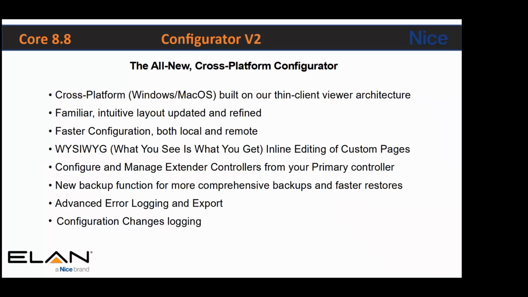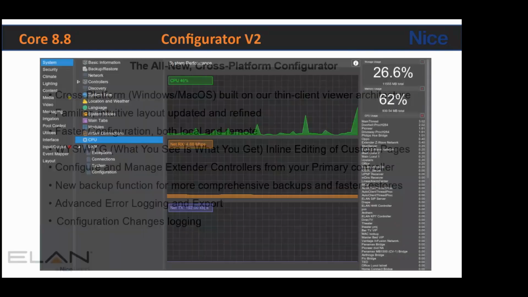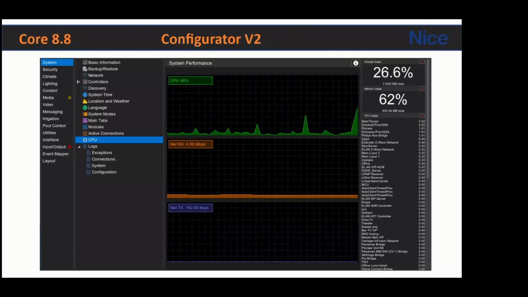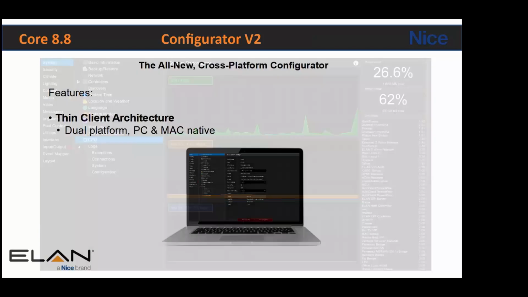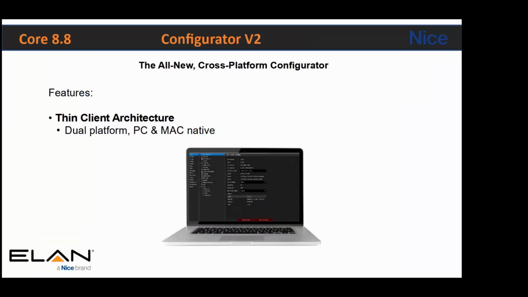So the big deal with 8.8 is having a cross-platform configurator. As you guys know, configurator was only Windows since its inception back in 2002. We've been working on this for years and years, and we're finally at the stage to deliver it. Like our viewers, which are what we call a thin client and run on Windows and Mac, we did the same thing for configurator. So it is cross-platform, so no more using anything on Mac to dual boot. You could just launch this. So it is dual platform, Mac and PC.